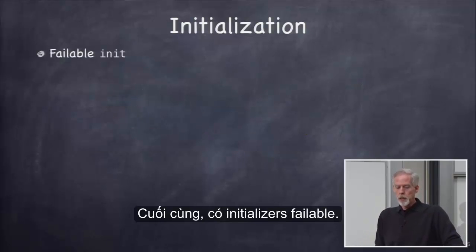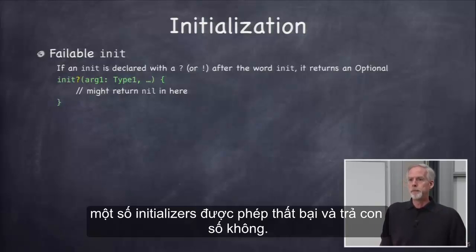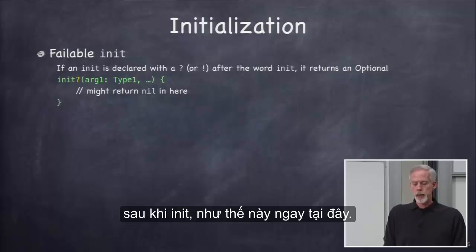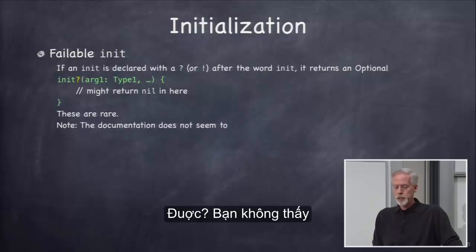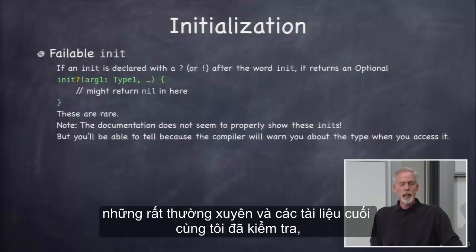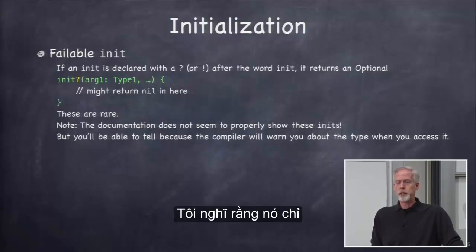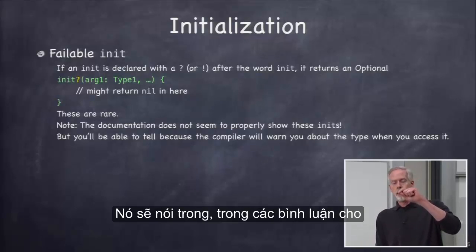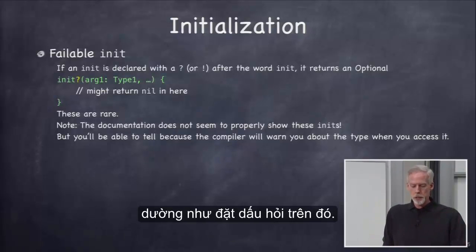Finally, there's failable initializers. So some initializers are allowed to fail and return nil. You designate them by putting a question mark after the init like this right here. Now this is pretty uncommon. You don't see this very often. And the documentation, last I checked, doesn't really show this very well. It doesn't put the question mark in there. I think it's just a documentation generation problem. It will say in the comment for the init, this can return nil if it fails, but it doesn't seem to put the question mark on there.